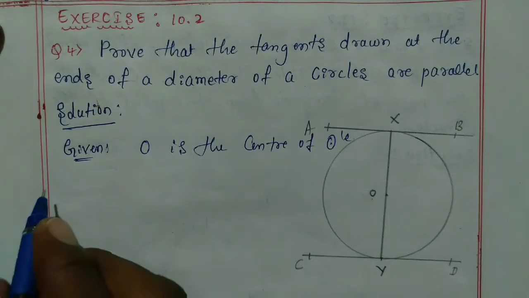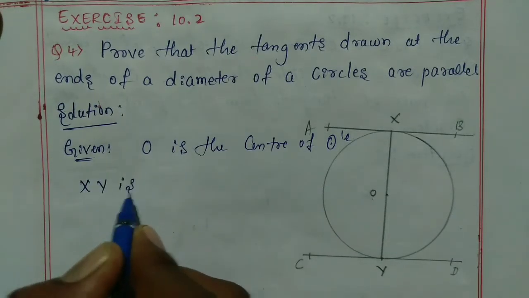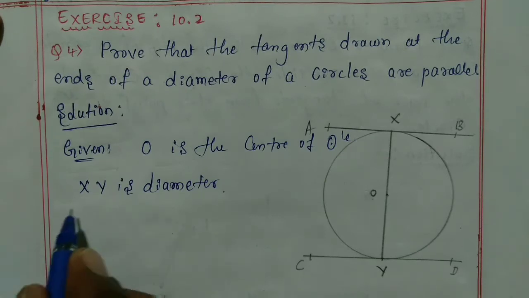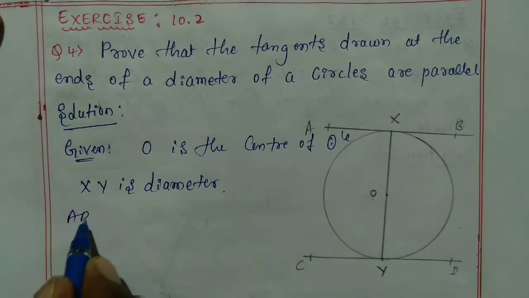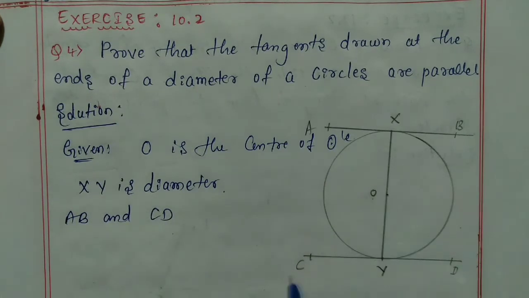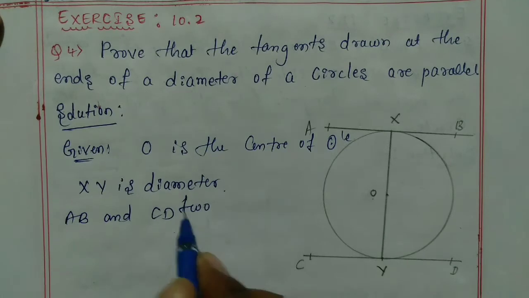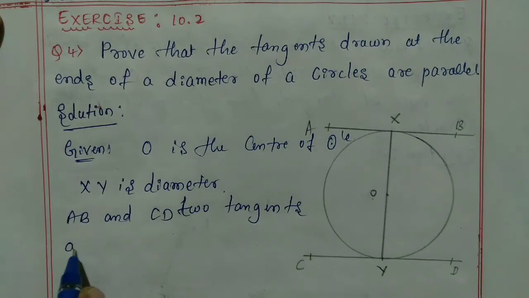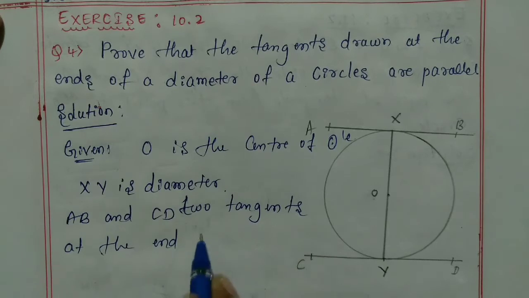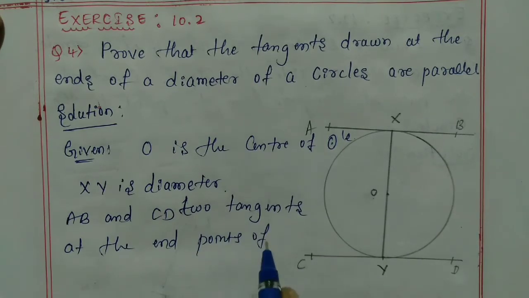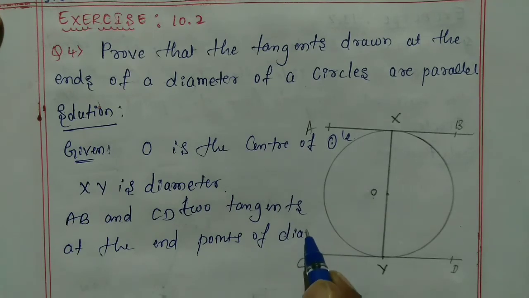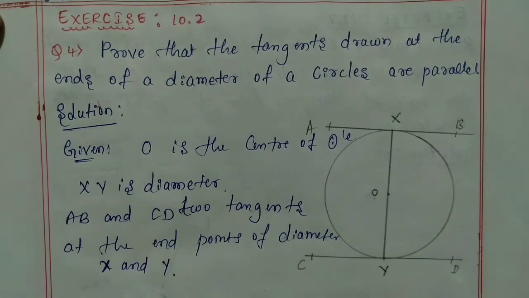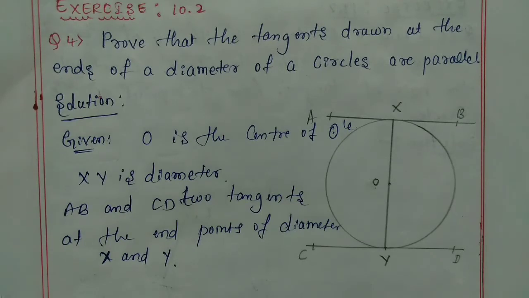So next, XY is the diameter. You can write: XY is the diameter. Next, you can write AB and CD, two tangents at the end points of diameter, X and Y. Okay, this is given. Next I will go to the proof.